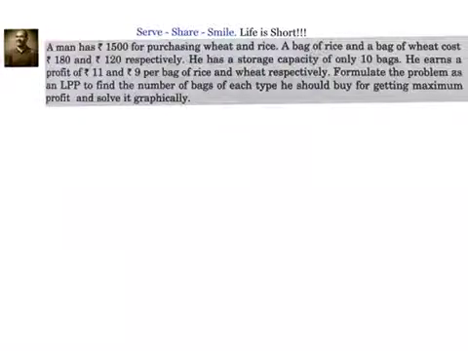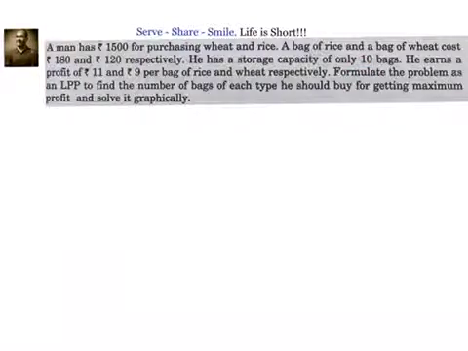So let's understand this problem. A man has 1500 rupees for purchasing wheat and rice. A bag of rice costs 180 rupees and a bag of wheat costs 120 rupees. Now the total purchasing capacity he has is only 1500, so we have a constraint with respect to the cost. We also have a storage constraint here. We can have only max 10 bags. So let us say, suppose wheat is X bags he has taken and rice is Y bags. Then we have X plus Y should be less than or equal to 10.